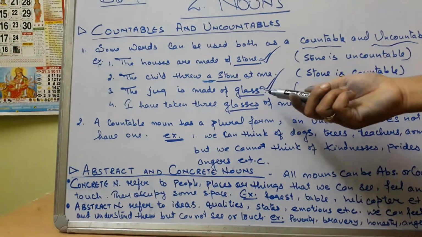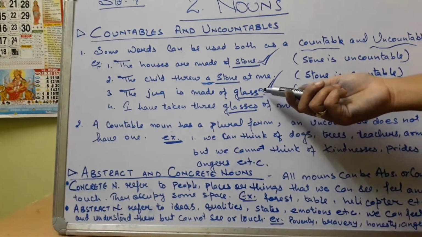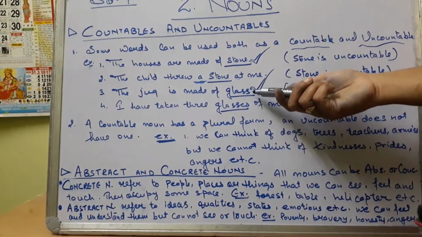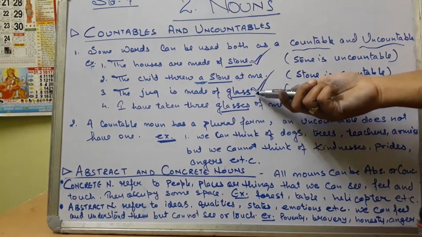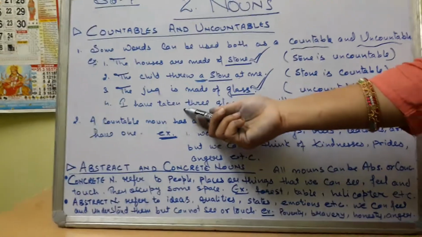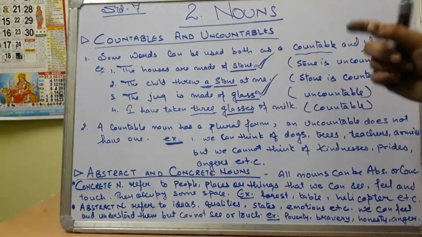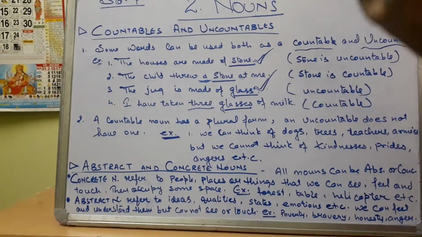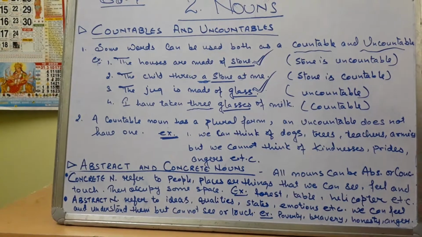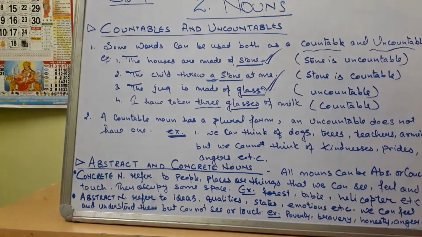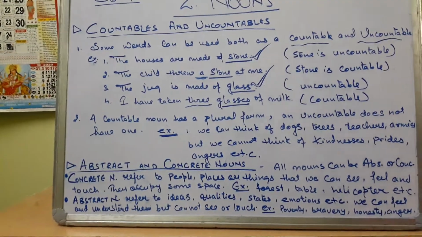And in the third example, the word glass is uncountable because it shows material. And in the fourth example, glass is countable. We are saying 3 glasses because it means the glass that we use to drink milk, water, or juice. It talks about that item, that commodity, right? So it is a countable noun here.